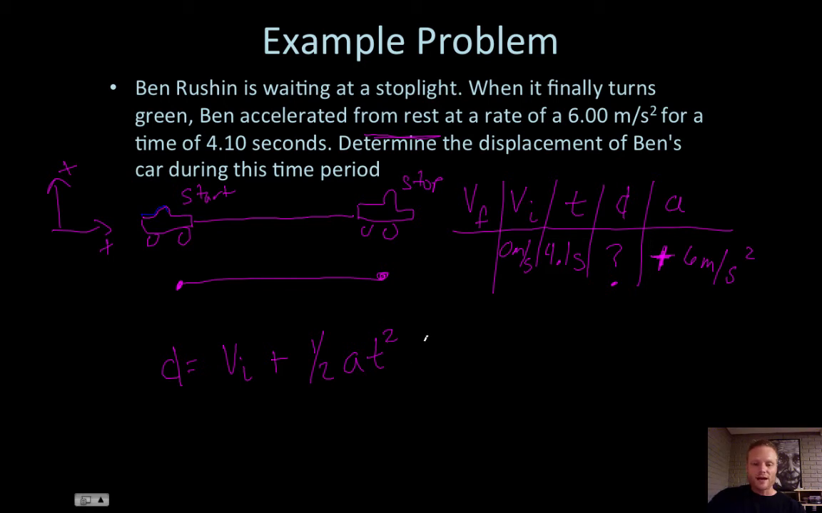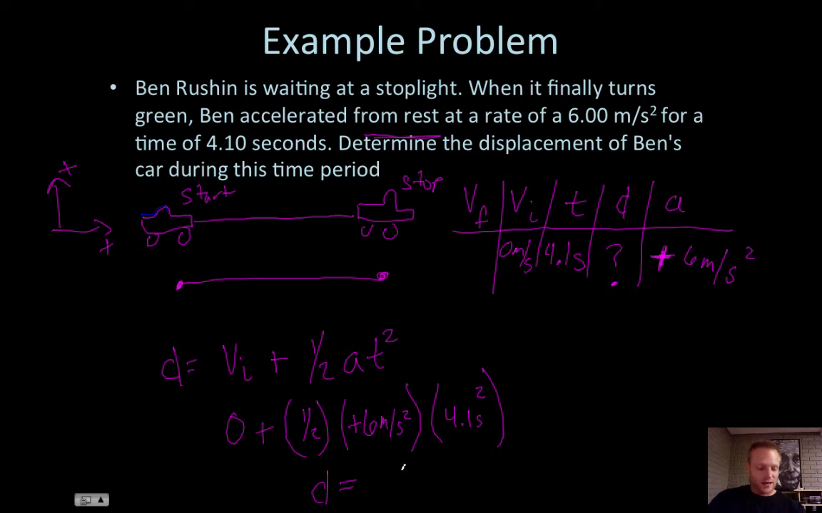We have our equation, and now I just look at my numbers and I plug them in. So what is my initial velocity? My initial velocity is 0, plus 1/2 times the acceleration, which is positive 6 meters per second squared, times time, 4.1 seconds, and this is squared, and that's going to give me my d. What is my displacement? Well, if you throw that into your calculator, and I'll just trust you to try to do that, I get an answer of 50.4 meters. That would be my displacement, or I should say Ben's displacement.